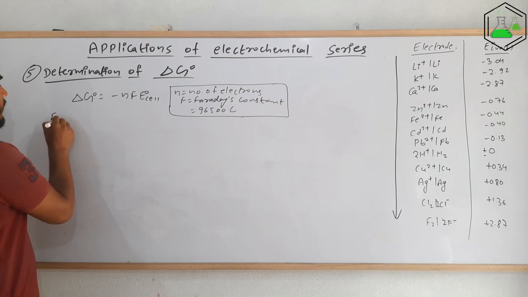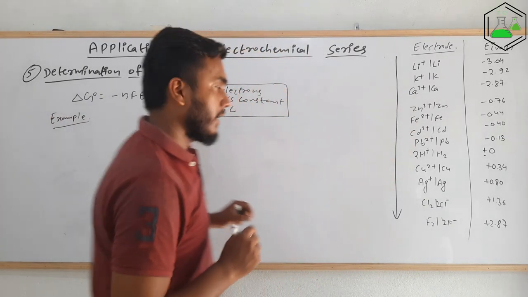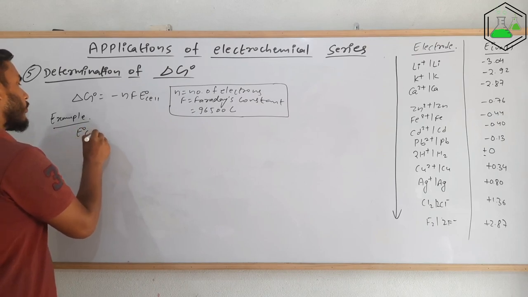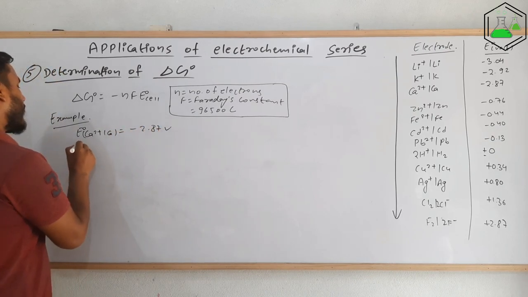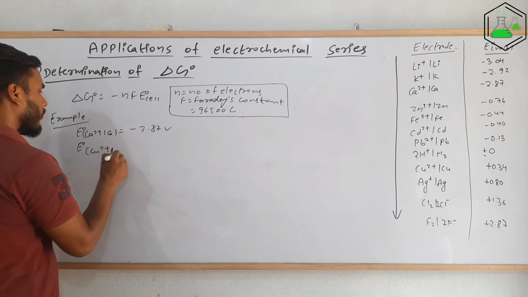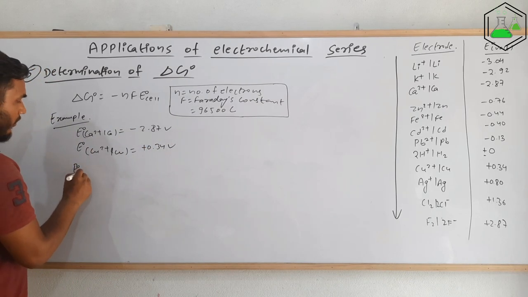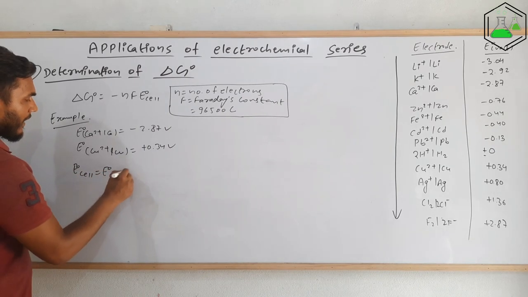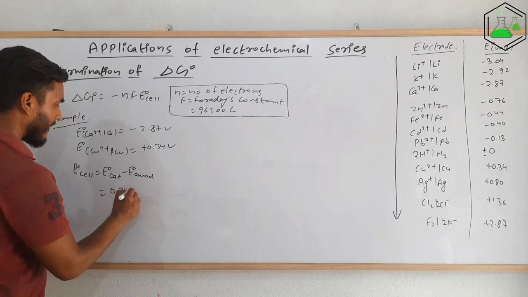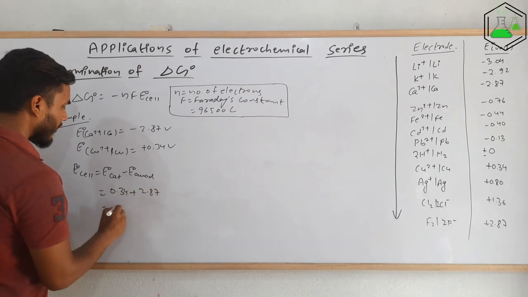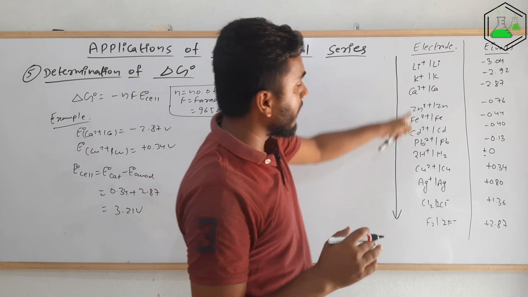So for example, let's consider a cell made up of calcium and copper electrodes. We have already considered this. E naught Ca2+/Ca is given to be how much? Minus 2.87 volt, and E naught Cu2+/Cu is given to be plus 0.34 volt. Now, to calculate the value of E naught cell, it is E naught cathode minus E naught anode, right? Cathode means the greater value, that is 0.34 minus minus 2.87, it will give us 3.21 volt. So this is the value of E naught cell for a cell made up of calcium and copper electrodes.